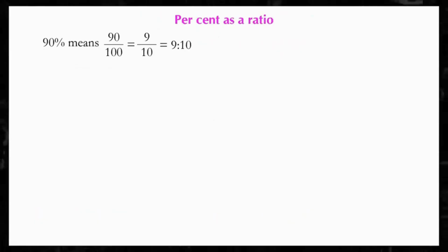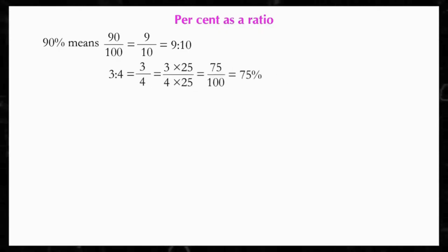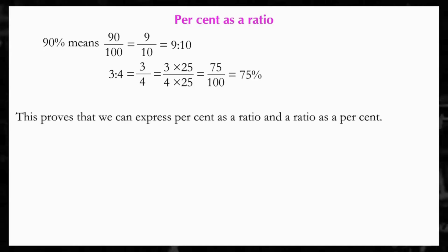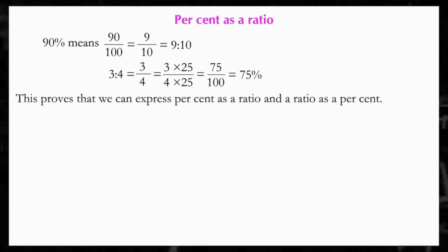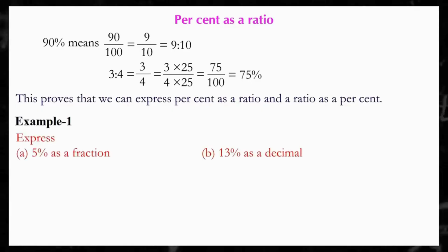90% means 90 upon 100, which is equal to 9 upon 10, which is equal to 9:10. 3:4 is equal to 3 upon 4, which is equal to 3 into 25 upon 4 into 25, which is equal to 75 upon 100, which is equal to 75%. This proves that we can express percent as a ratio and a ratio as a percent.